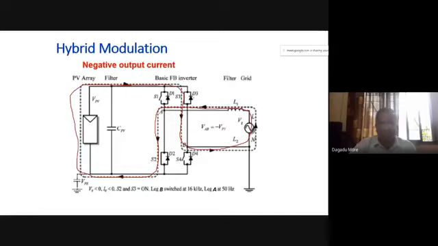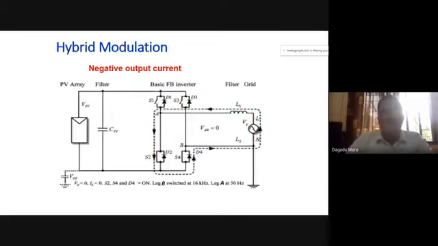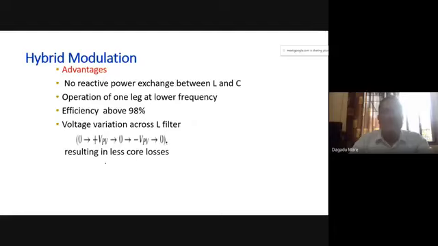Then it changes: maybe S3 will become off and S4 will be on. Next we have S2 and S4 on. When S2 and S4 are on, our current is negative. So negative current again prevails through the on switch S2, and then S4 is on, through this. What we have here is no exchange of reactive power from the capacitance to the inductance. That benefit we can have.